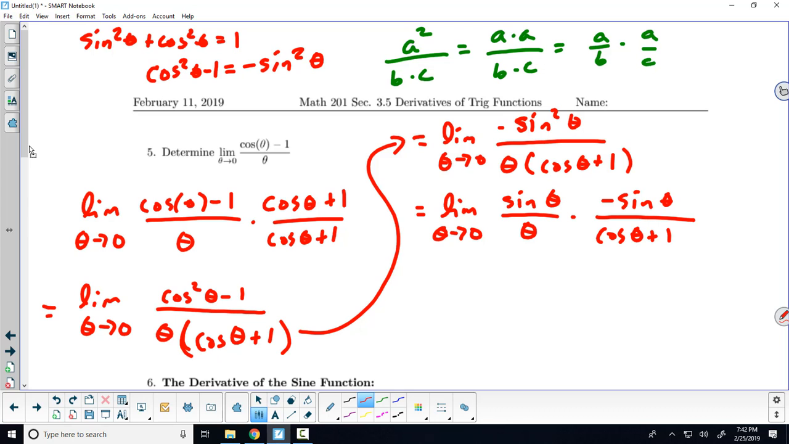So what did I do? I brought one of these sine thetas and put it over theta, and I took the other minus sine theta and put it over this. I can only do that because of the operations happening: I've got a sine of theta times a sine of theta, and in the denominator theta times cosine theta plus 1. So it has this structure, and I can break it up this way. It's a tough move.